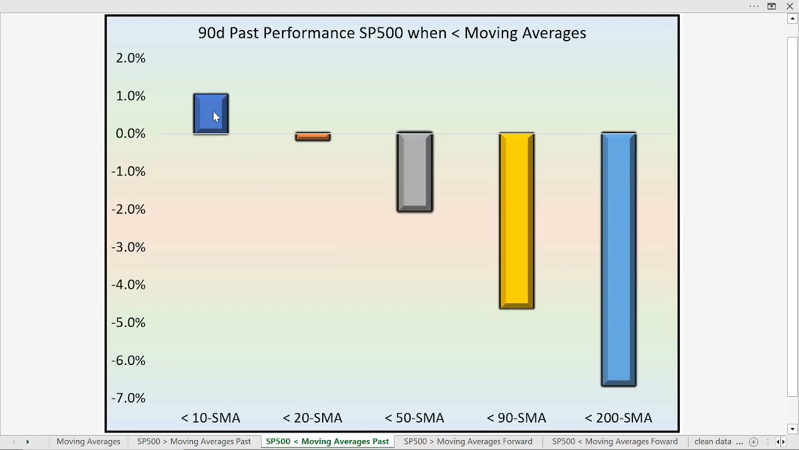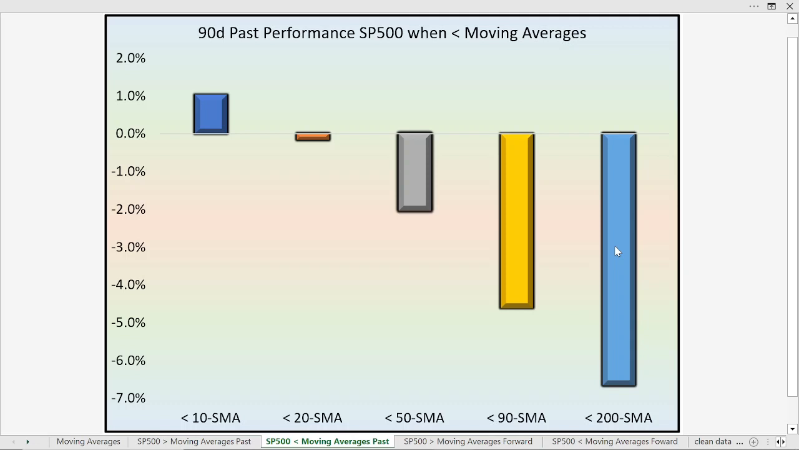Well, what if the market is below the 10 simple or the 20 simple moving average? Over the past 90 days, it means the stock market has gone up only 1%, underperforming its historical averages. If it's below the 20 SMA, it means it's been down actually 0.2%. Below the 50, down 2%. Below the 90, down 4.6%. And if the market right now is below the 200 simple moving average, it means on average it has been down over the past 90 days around 6.7%.